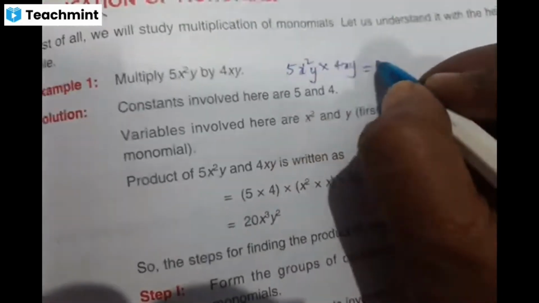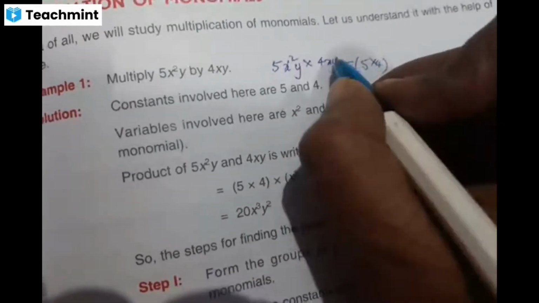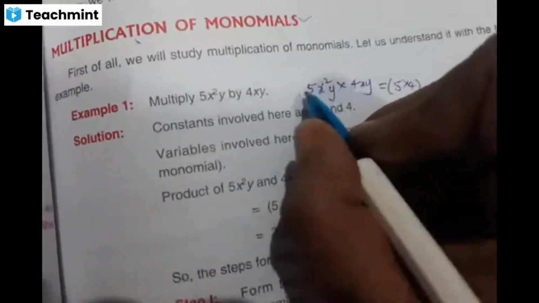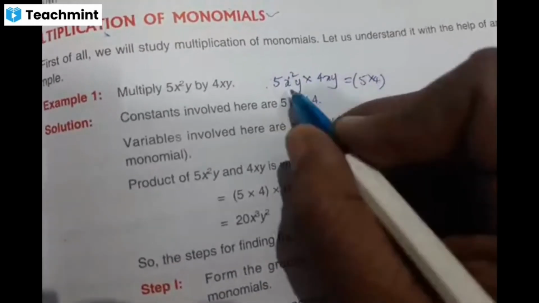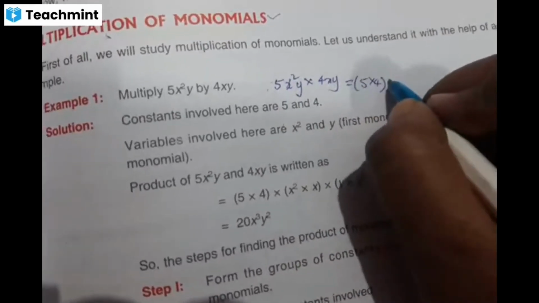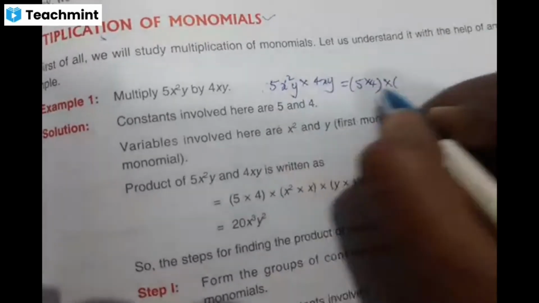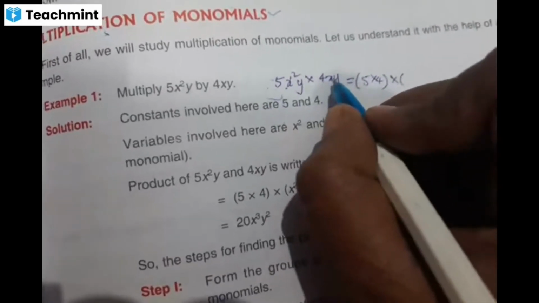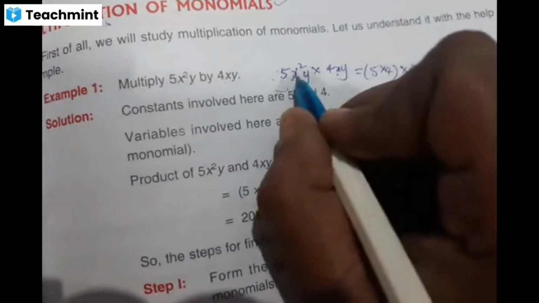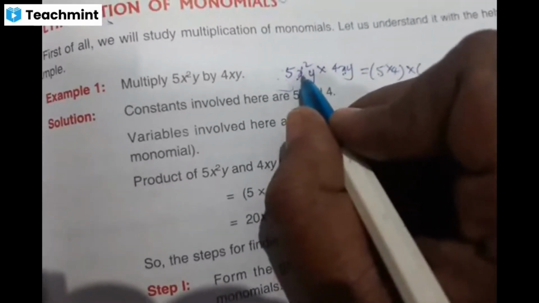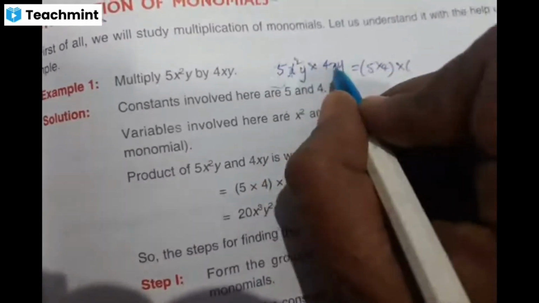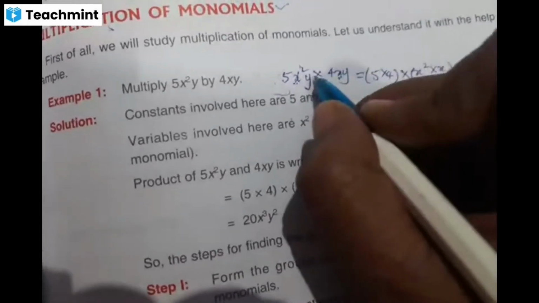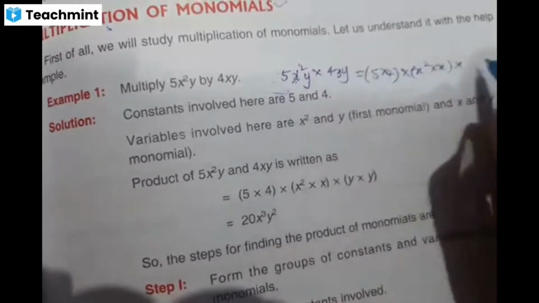5 into 4. These are the constants. You have to consider the negative and positive signs, children. Here we don't have any negative sign. So directly I am going to write 5 into 4 into, you can use brackets for convenience. Next, which are the like terms you have here? Like terms, in the sense, which are the same variables you have to multiply together. X square into x. X square into x into, what is left here? Y into y.